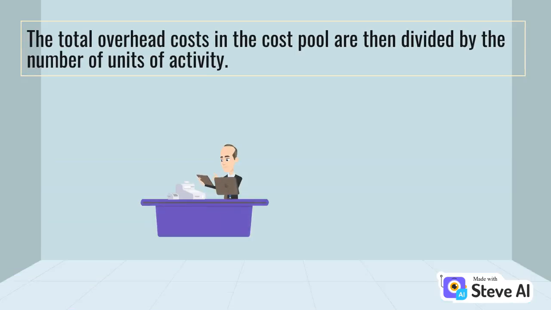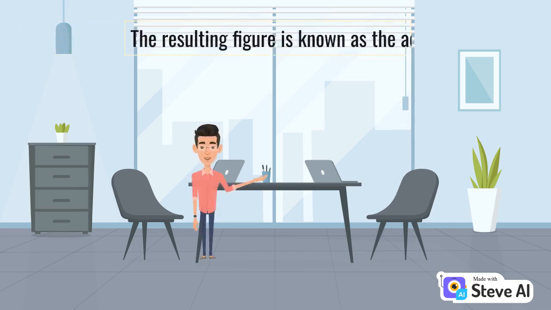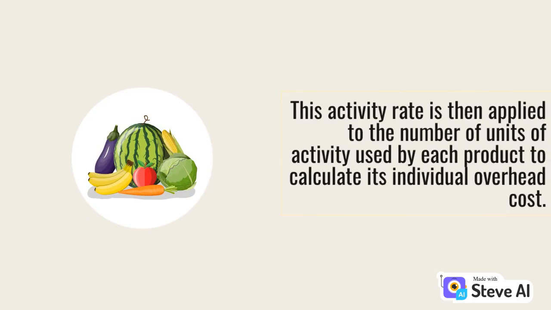The total overhead costs in the cost pool are then divided by the number of units of activity. The resulting figure is known as the activity rate. This activity rate is then applied to the number of units of activity used by each product to calculate its individual overhead cost.